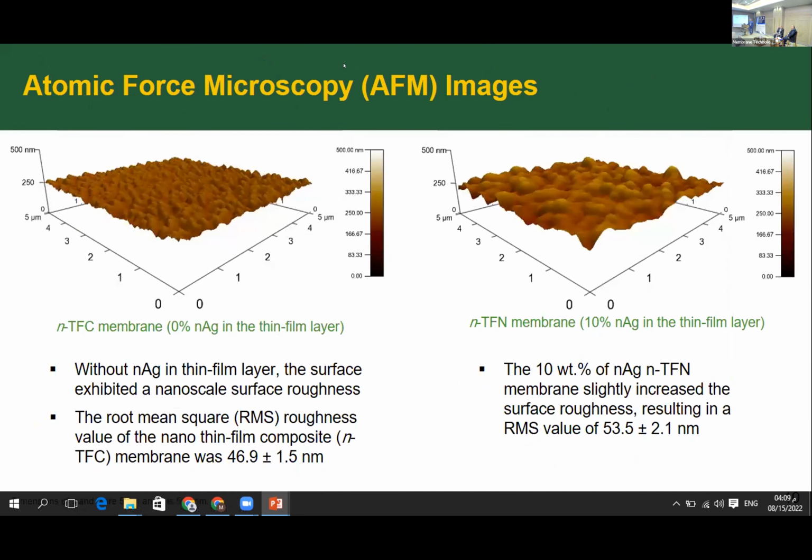When we took atomic force microscopy images, you can see here that with silver nanoparticles in the thin layer, the surface exhibited a nanoscale surface roughness, and the root mean square roughness value of the nanothin film composite was about 47 plus or minus 1.5 millimeter. And on the other hand, for the TFN membrane, when we had 10% by weight silver nanoparticles, the membrane slightly increased in terms of the surface roughness, resulting in a root mean square value of about 53.5 plus or minus 2.1.